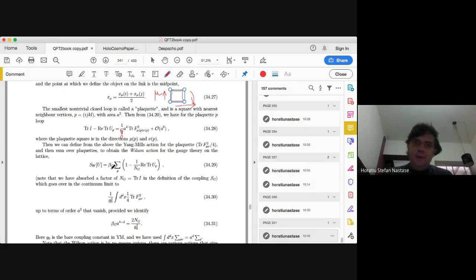So I write a coupling, but then I absorbed in that coupling an N_G from this, such that you have 1 minus 1 over N_G times the real part of the trace of U_P, N_G being the trace of the identity. And then, as we said, with sum over plaquettes. But we want to get in the continuum limit to 1 over g_0 squared integral d^4x 1 over 4 trace F_mu nu squared.